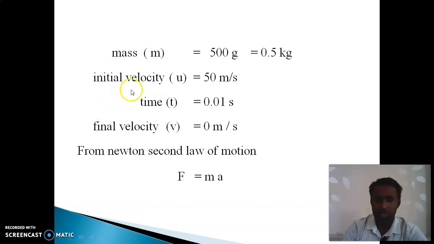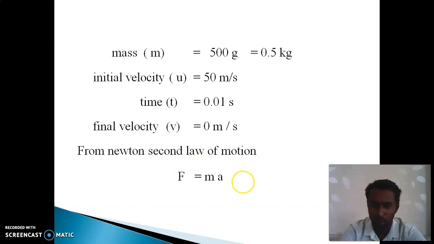So initial velocity u equal to 50 meter per second, that is given. Time t equal to 0.01 second. What will be your final velocity? 0 meter per second. As you know already from Newton's second law of motion. What is the second law of motion? Force should be equal to mass times acceleration, otherwise force should be equal to rate of change of momentum, right? So here force equal to m into a.